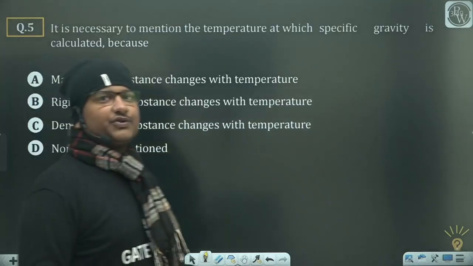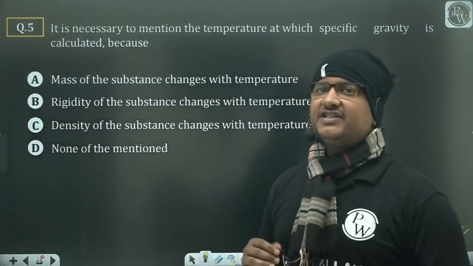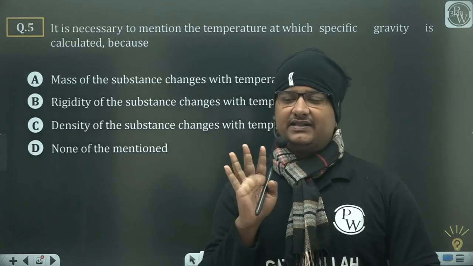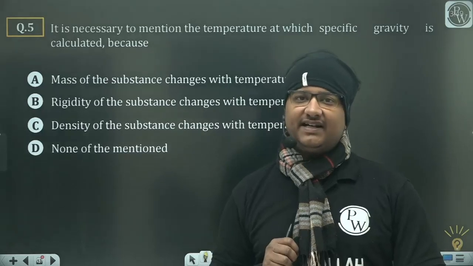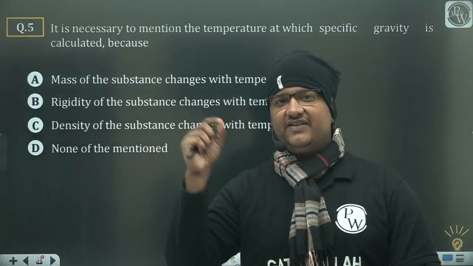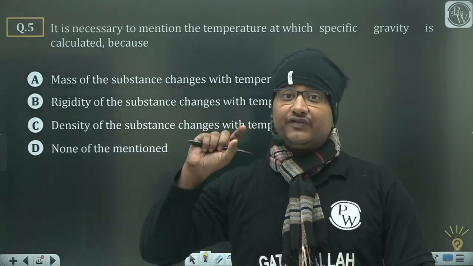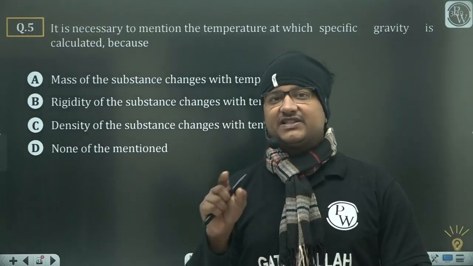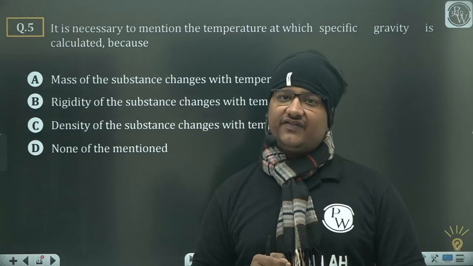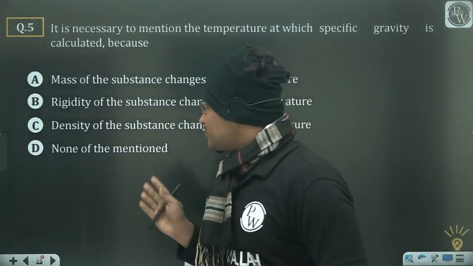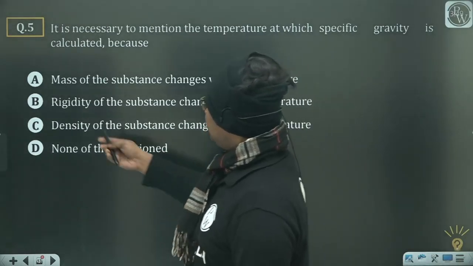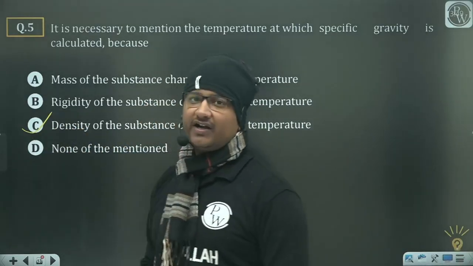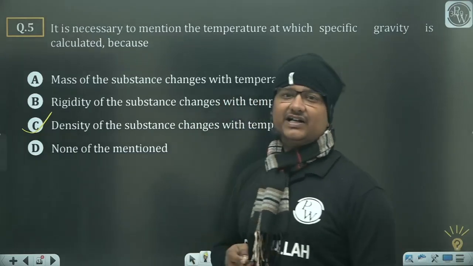Next. It is necessary to mention the temperature at which a specific gravity is calculated because, when we are giving a definition for specific gravity, what is that? It's the ratio of density of any substance divided by density of reference substance. When you talk about density, you know that density changes with temperature. So specific gravity for any substance will always be given for a temperature value. Option C, if you see, says density of the substance changes with the temperature. That's what we are talking about right now. So option C will be the correct option for this question.